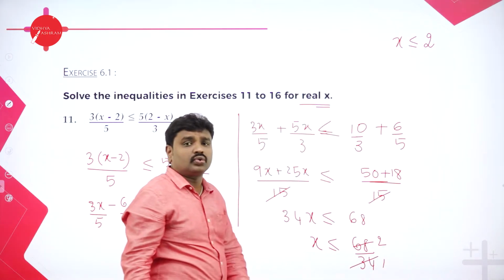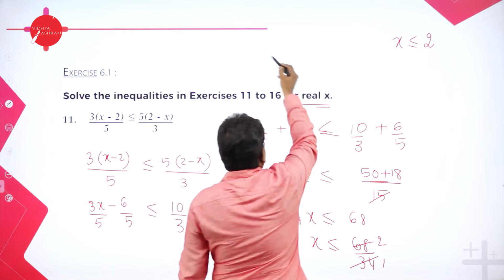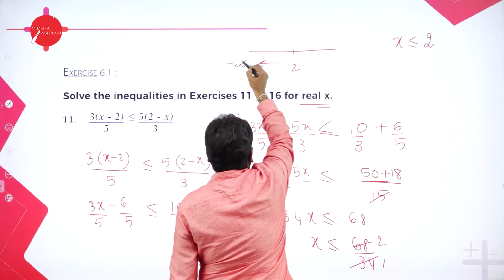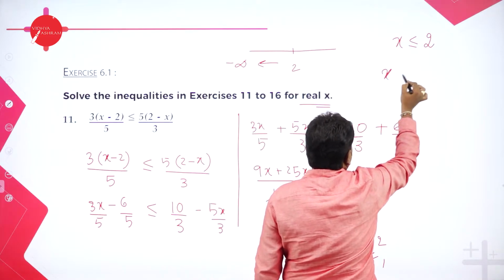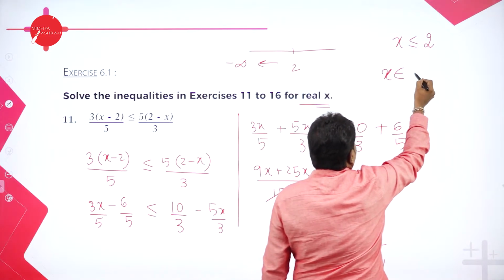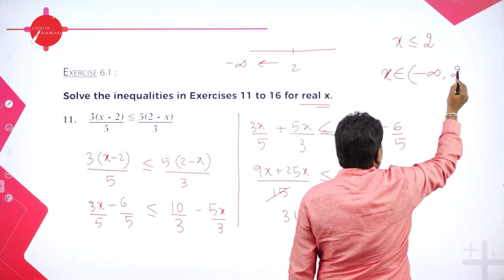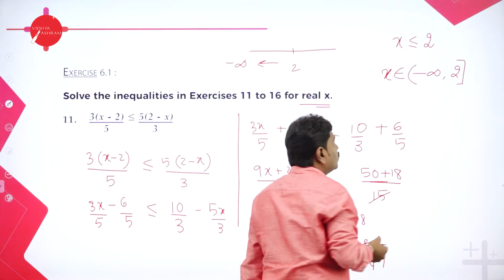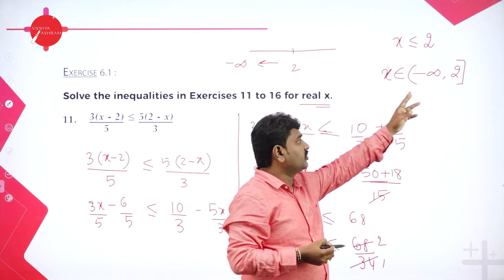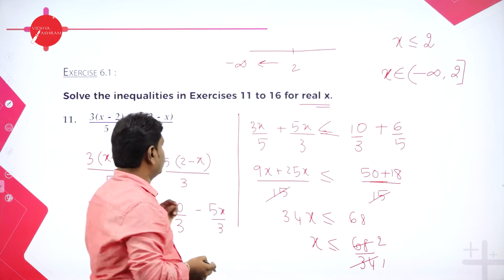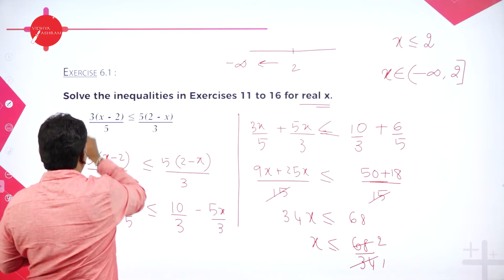Less than or equal to 2 means what? So on the number line, if this is 2, less than means I should go towards left. Left side will have negative infinity. So x belongs to minus infinity to 2. Less than or equal to means what? Including 2. So x belongs to minus infinity to 2 closed interval. So this is the value. So now we are done with problem 11.